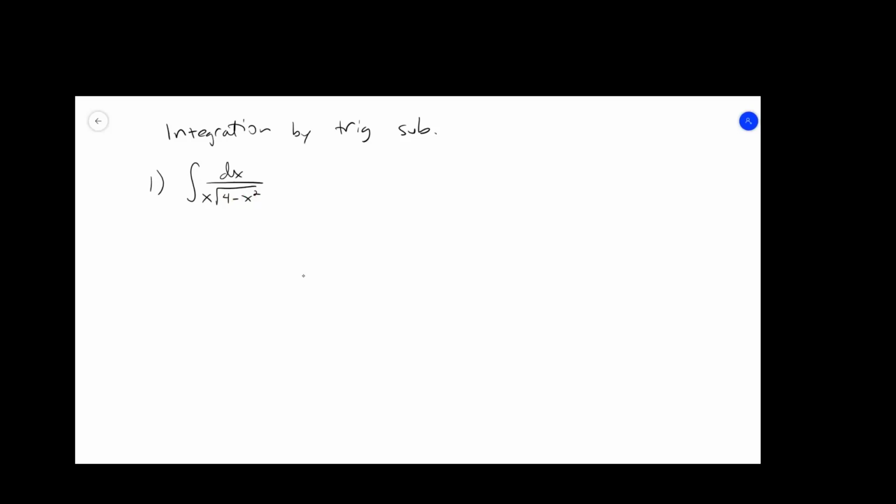This one definitely cannot be done by regular substitution, so this is definitely a trig sub. Now, what we have to notice here is that this has the form, this is the a squared, right? A squared here is equal to 4. Here, this is telling us that u squared is equal to x squared. And what that means is that a is equal to 2 and u is equal to x in this case. Okay, so all we're doing in this first step is just identifying what is the u and what is the a.